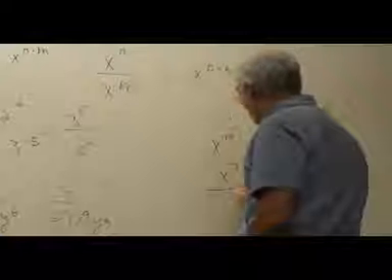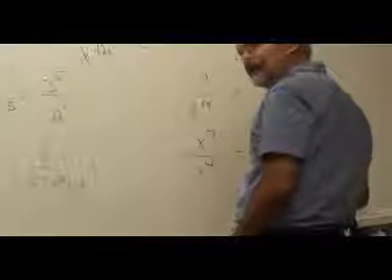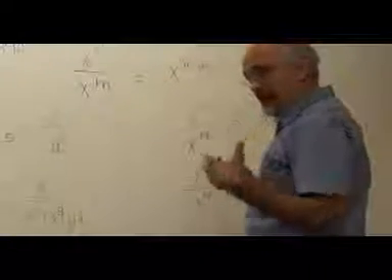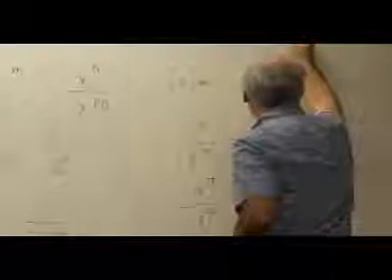Okay, so if we had x to the 7th over x to the 4th, we're going to get x to the 7 minus 4, which would be x to the third. So it's not canceling, it's just subtraction. Yeah, and the reason why the subtraction works is if I had it all written out.